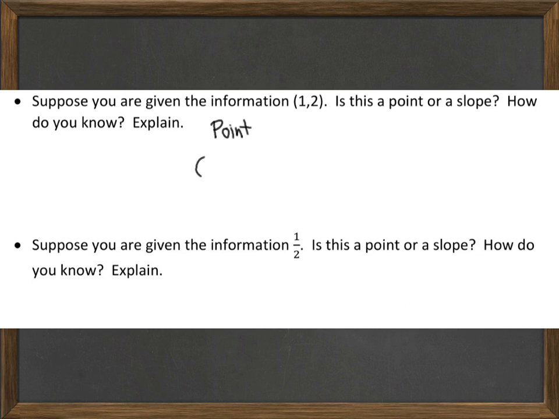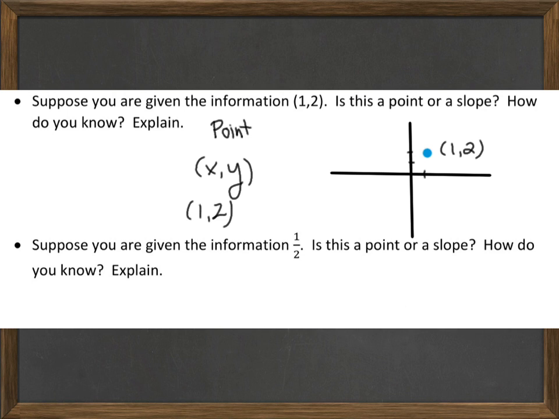Remember, we write ordered pairs as x, comma, y. So if I have a Cartesian plane, I could graph this point by going over 1 unit and then up 2 units. That point right there is the point (1, 2).